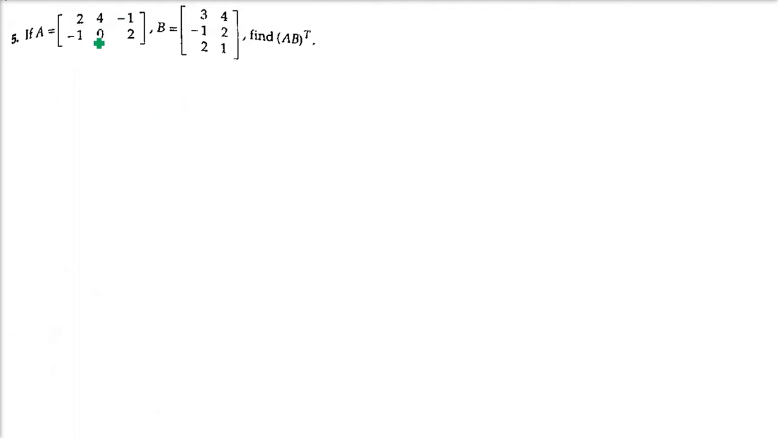If A is this, B is this, we want A into B and then the transpose. So we'll learn two things, A into B and also the transpose of this. Let us see one by one. I'm going to do it properly. We'll multiply these two matrices and then take the transpose. Transpose is simply rows to column.